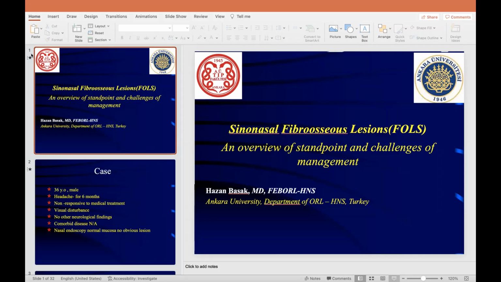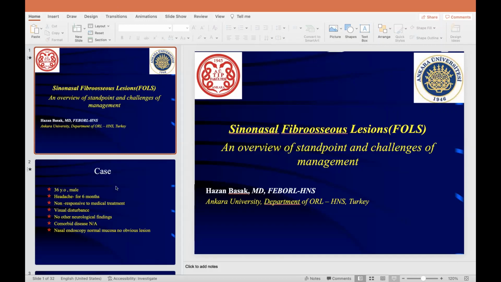Ossifying fibroma is much rarer than fibrous dysplasia and osteoma, but it is still one of the common fibro-osseous lesions in the sinonasal cavity. It's also painless, but it is characterized by aggressive tumor growth. Ossifying fibromas are very aggressive. They cause deformity and loss of anatomical structures.